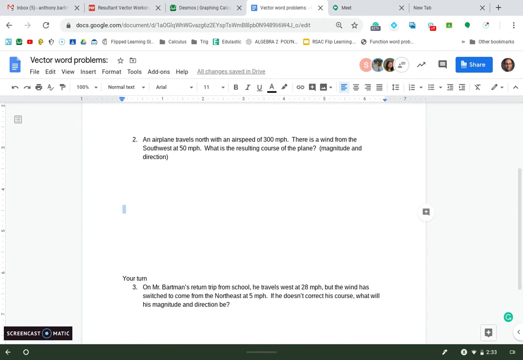So it says an airplane travels north with an airspeed of 300 miles an hour. There is a wind from the southwest at 50 miles per hour. What is the resulting course of the plane? Meaning, let's find magnitude and direction. So first we know we have 300 miles an hour and the airplane is traveling north.